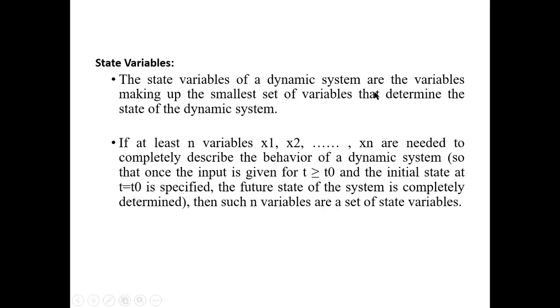State variables of a dynamic system are the variables making up the smallest set of variables that determines the state of the dynamic system. What is the state of the dynamic system? The value of the state variables at t equals t0.